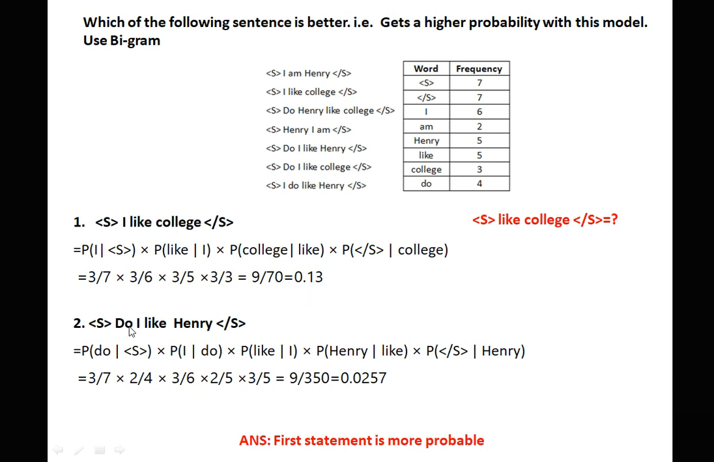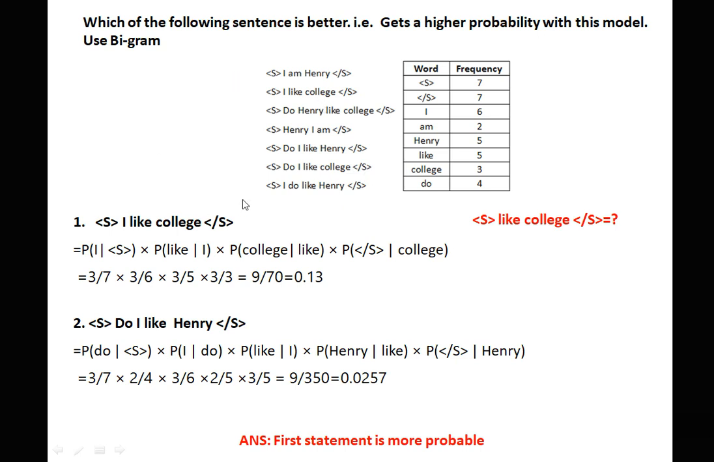The second statement is do I like Henry? In a similar way, we calculate the probability of do with respect to start, probability of I with respect to do, probability of like with respect to I, probability of Henry with respect to like, and probability of end of the sentence with Henry. I will explain only the first, do with the start of the sentence. We require to check the denominator, which is the start of the sentence, that is S. Then we check how many times do comes after the start of the sentence: 1 time, 2 times and 3 times. So it is 3 by 7. Similarly we write down all the probabilities. When we take the multiplication of the probabilities, we find that the first statement is more probable.